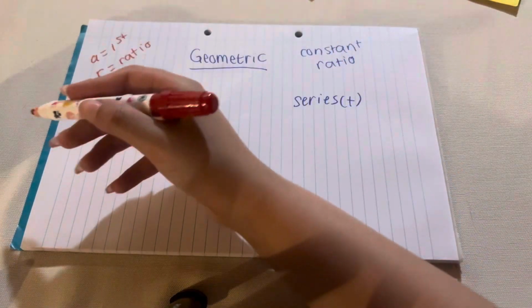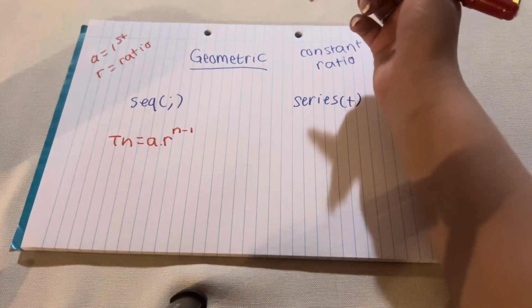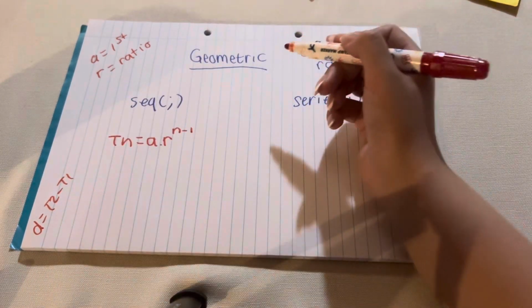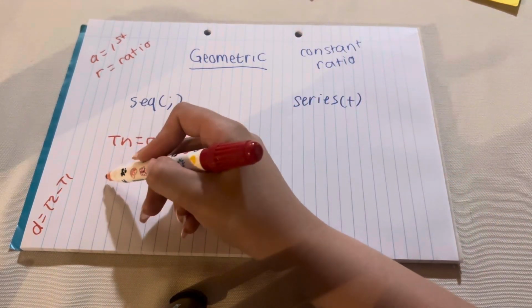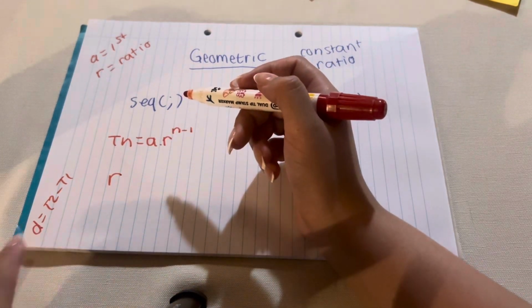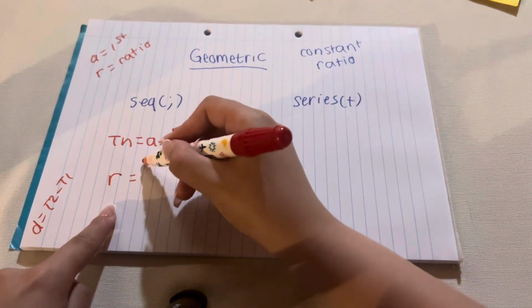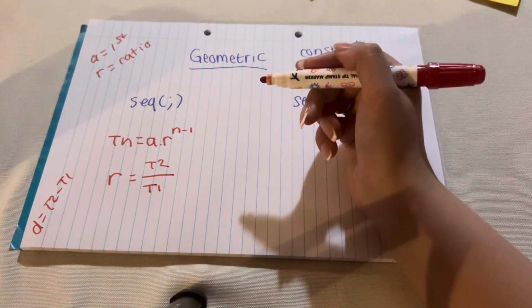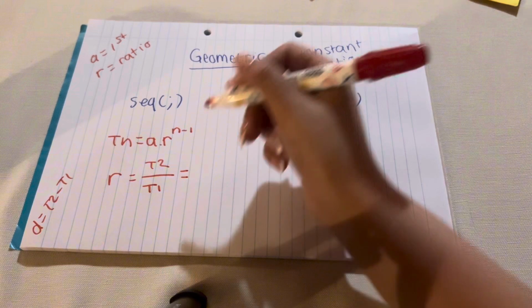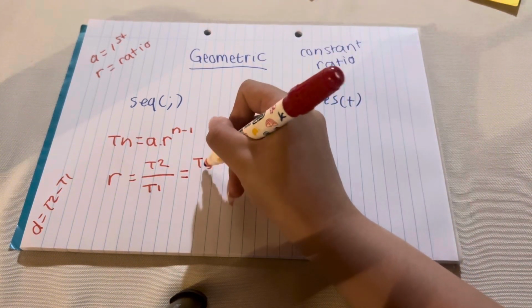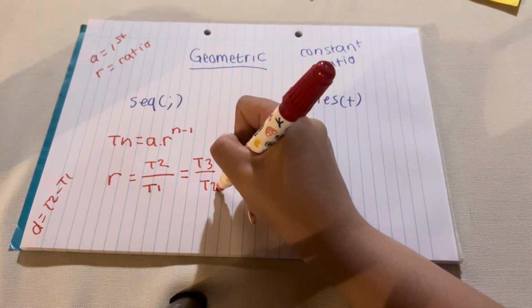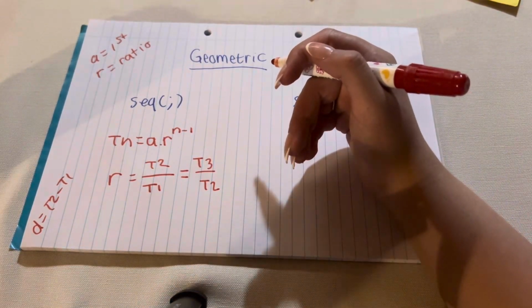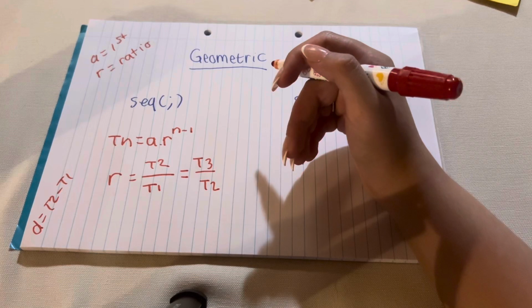Remember how we said that the difference was obtained in arithmetic? We said D is equal to T2 less T1. So here, to establish the ratio, not the difference, the ratio is by taking term 2 and dividing it by the term before, okay? And it works for all consecutive terms. You can take term 3 and divide it by term 2, because how we got from one term to the next term, it's by that same multiplicative factor, okay?